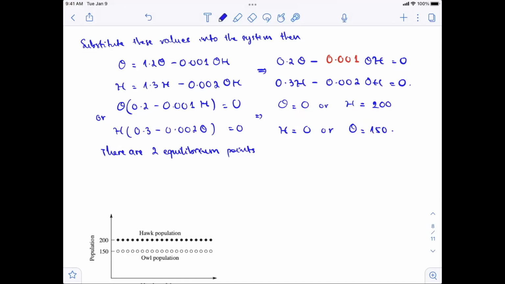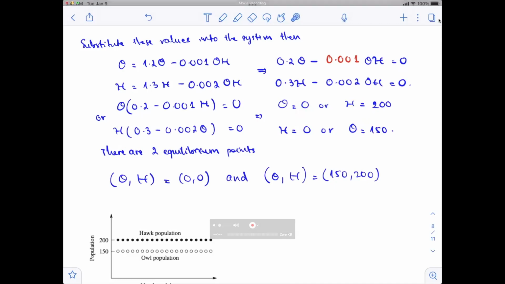The first one, O, H, is equal to 0, 0. So this fixed point, or this equilibrium point, is at the origin. And the second point is, right, O, H equal to 150, 200, right? So there are two equilibrium points, or two fixed points for that matter.